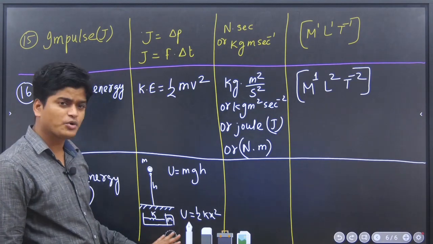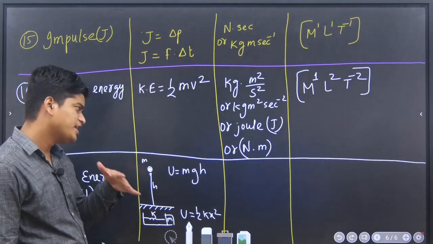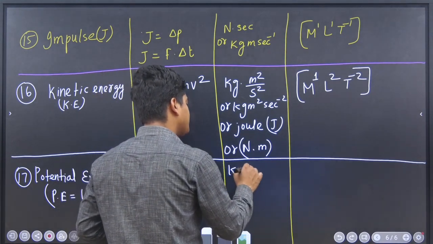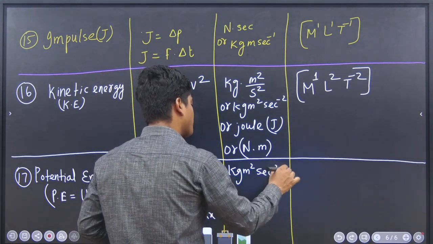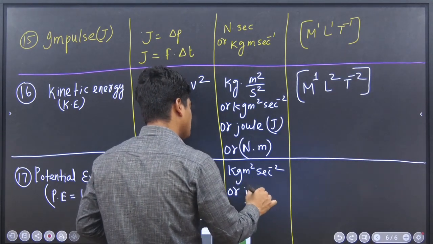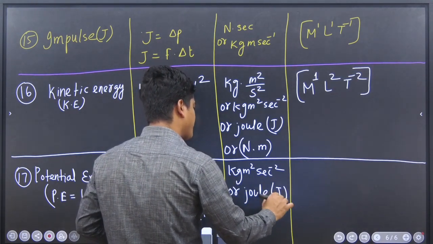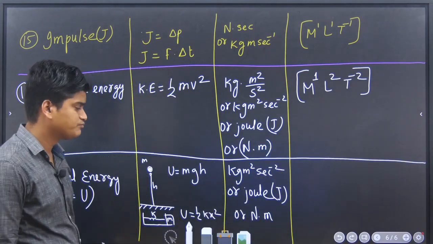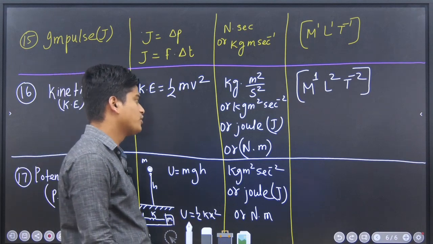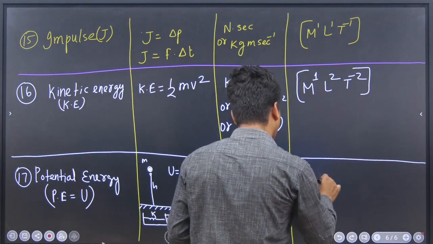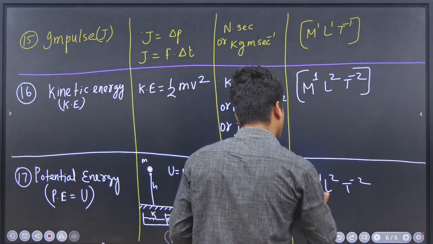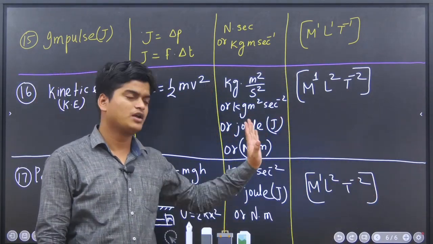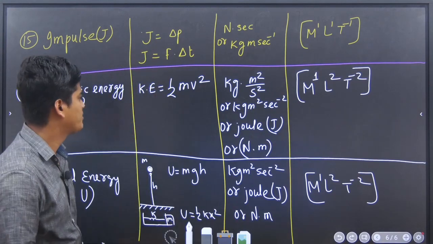Whatever potential energy, whenever the word energy is mentioned, its unit is always joule, or you can write the SI unit as kg meter square second to the power minus 2. The symbol is capital J, or you can write Newton into meter. So this much idea you can remember. Here I can write M1 L2 T to the power minus 2. Whenever the term energy comes in physics, always remember its SI unit is joule and dimension should be M1 L2 T to the power minus 2.